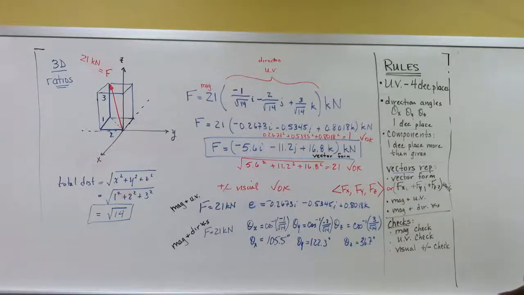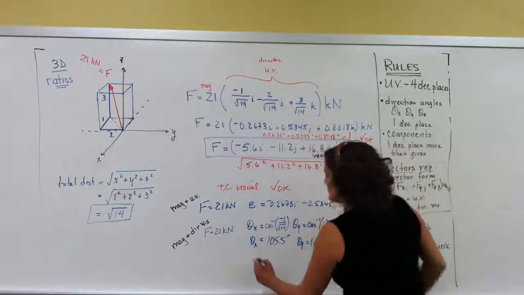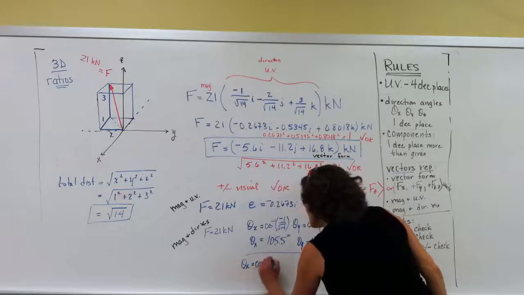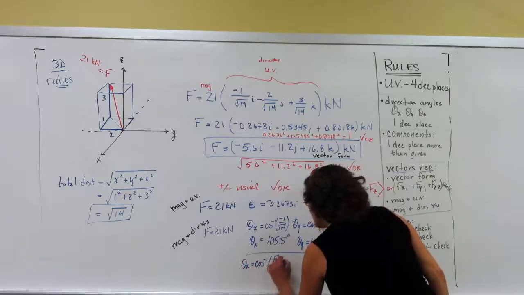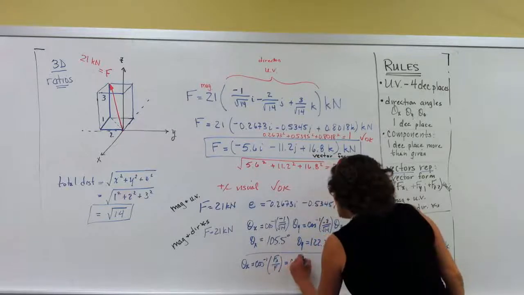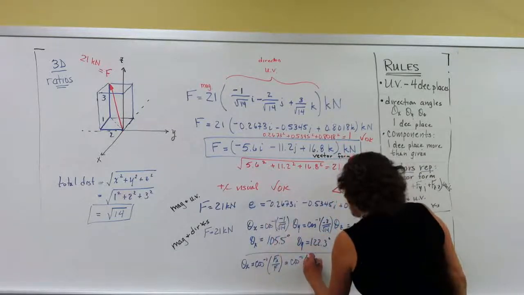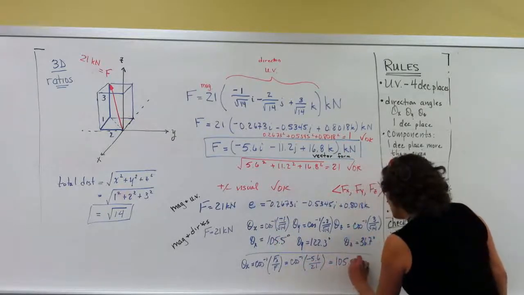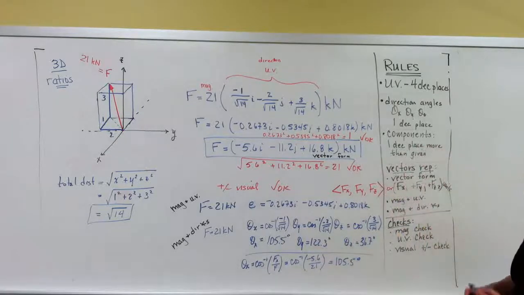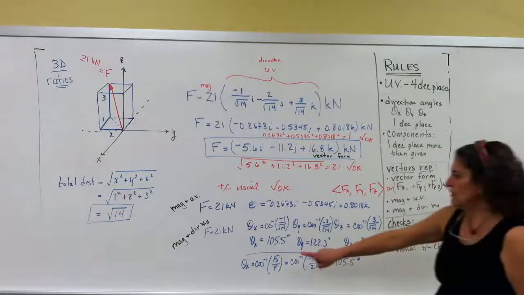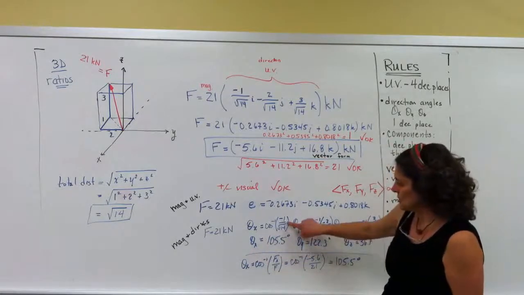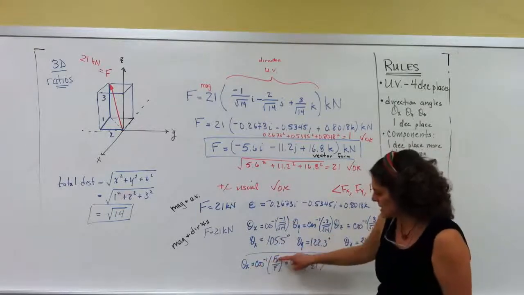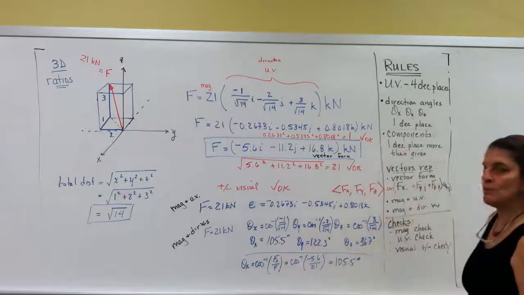Let's go back to direction angles. I used the unit vector, but I could have also said theta x is equal to the inverse cosine of fx over f, which is inverse cosine of fx, negative 5.6, over 21, and the answer would come out the same, or close. So you could find the direction angles by using the unit vector, or you could find the direction angles by saying the x component over the total magnitude of the force.